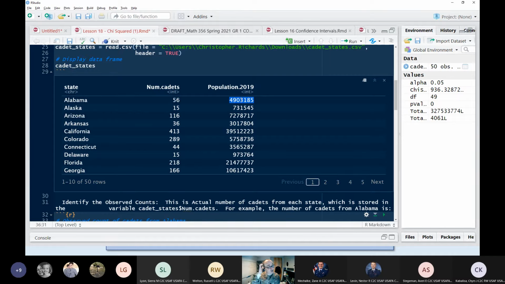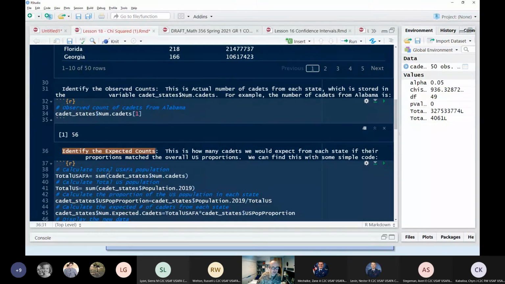And then I could take that percentage of the US population from Alabama, multiply that by the complete USAFA population, and that would tell me here's the number of cadets from Alabama I expected, right? And so the way I'm going to do that is just step at a time. First I need to know how many people are at USAFA total, so I'm just going to sum that num cadets column and store that in total USAFA, and you can see that's over here on the right, it's 4,061.